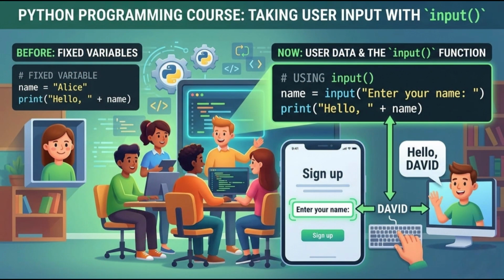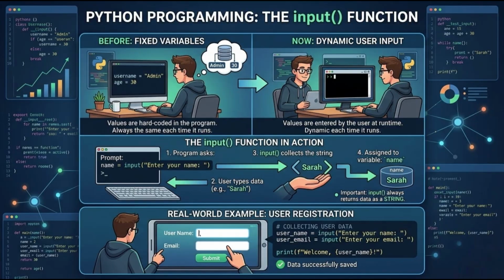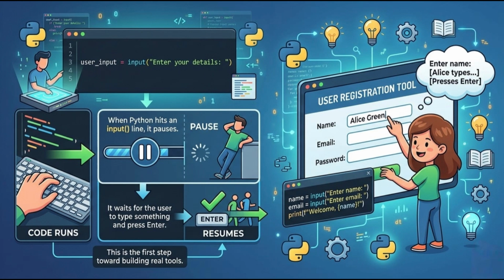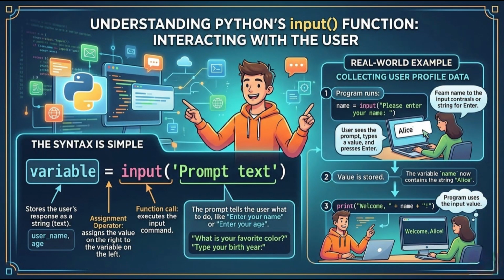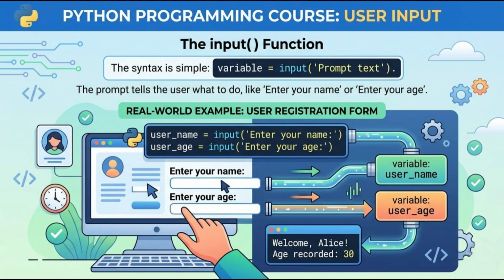Now, let's make things interesting. Up until now, our variables were fixed. But real apps need user data. For that, we use the input function. When Python hits an input line, it pauses. It waits for the user to type something and press enter. This is the first step toward building real tools. The syntax is simple: variable equals input, prompt text. The prompt tells the user what to do, like "enter your name" or "enter your age".